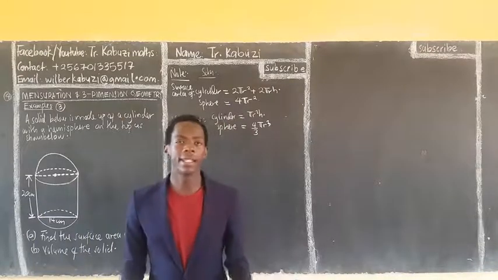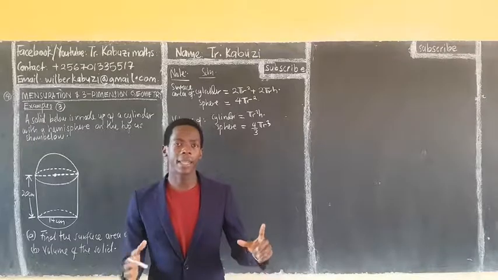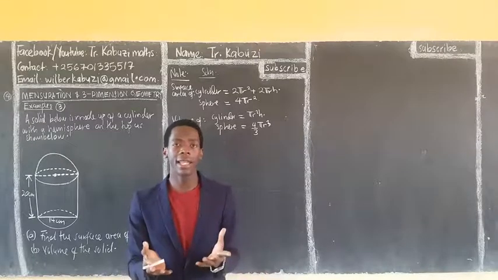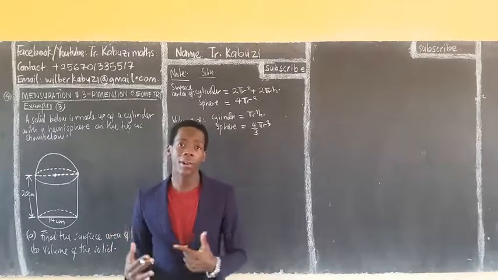Okay, so welcome members. We are going to see now how we get the volume when we combine a cylinder and then a hemisphere as shown in the background below.